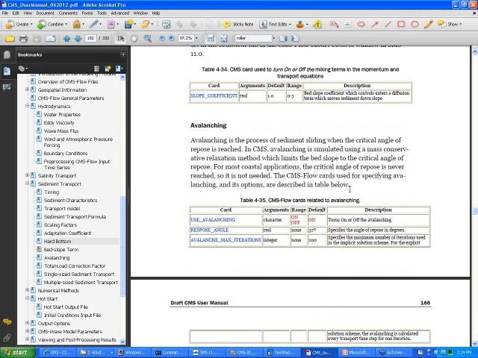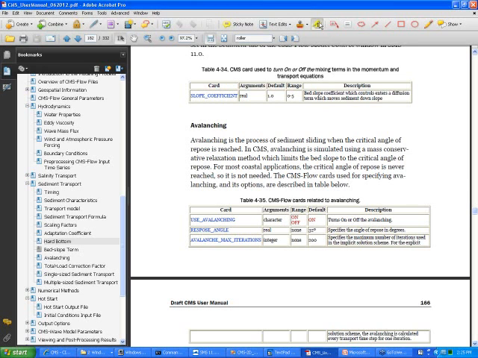Avalanching, Mitch did not talk about last week. It's basically the process of the sediment sliding when it reaches a critical angle of repose. So there's not many options for the user to change for this. You either turn it on or off. The default is actually off. I need to fix this.